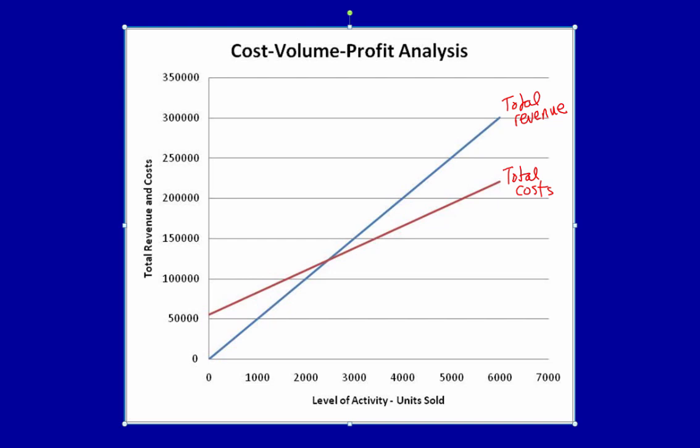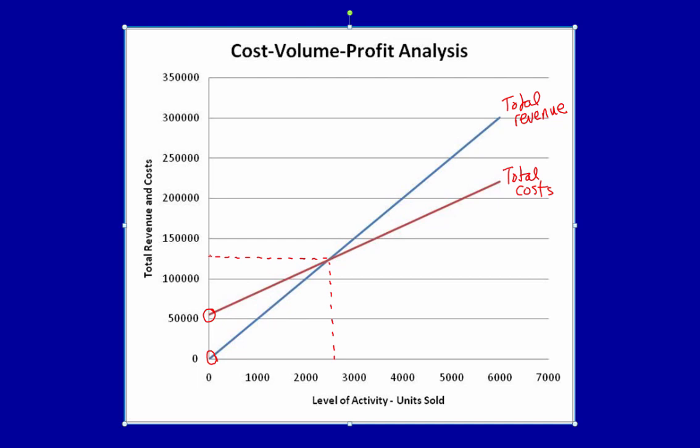How do I know this? Because the total revenue line at 0 units is always at 0. But the total cost line at 0 units is equal to the fixed cost, which are $55,500. What does it mean when the lines cross? It means that total revenues are equal to total costs, and that means that operating income is equal to 0.